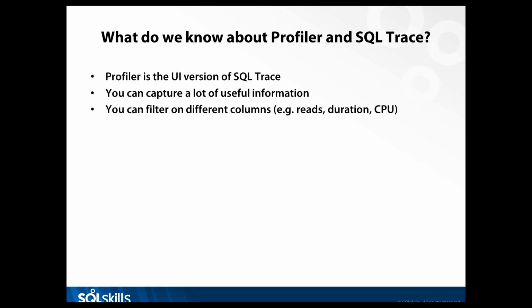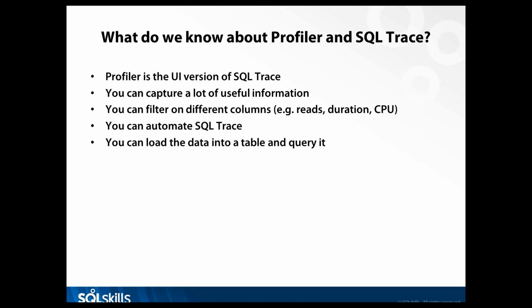Typically, I bet that when you create a trace, you are definitely setting up a filter, because if you don't, you can definitely impact your production environment. So typically we filter on something like reads or duration or CPU. And you can automate trace so that it starts automatically, so that it stops automatically. You can take that data and load it into a table and query it.